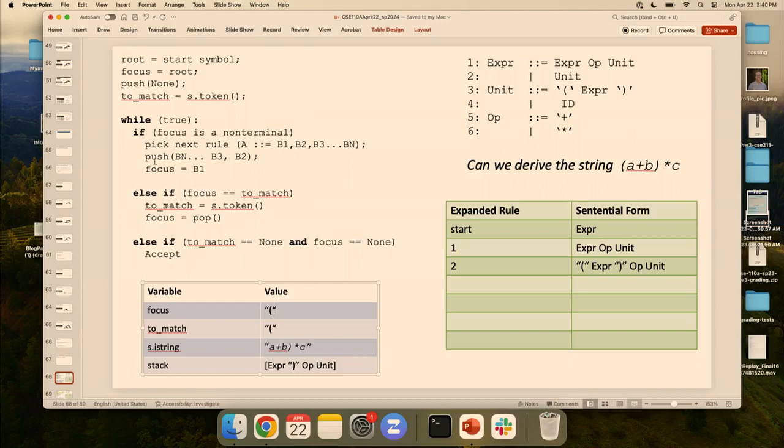OK, we go around again. Our focus this time is, it's not a non-terminal, so we come down here. So our focus, is that equal to toMatch? It is equal to toMatch. So let's get our next token from our input string, which is going to be an ID, A. And we can chop A off from that. And our focus gets popped from the stack, which becomes this expression.